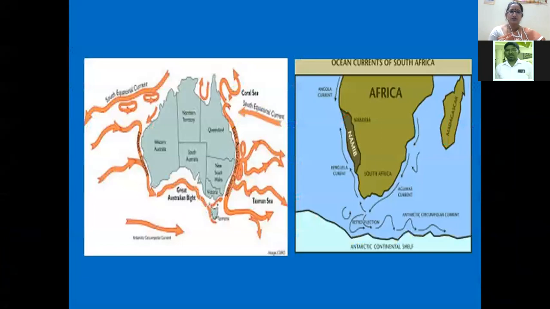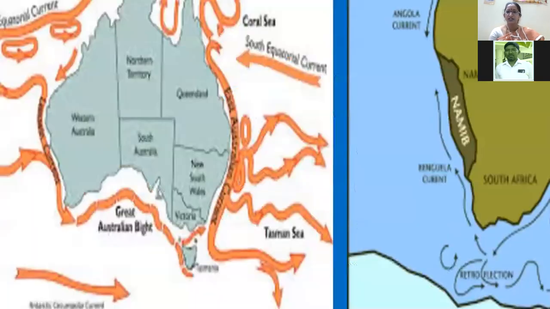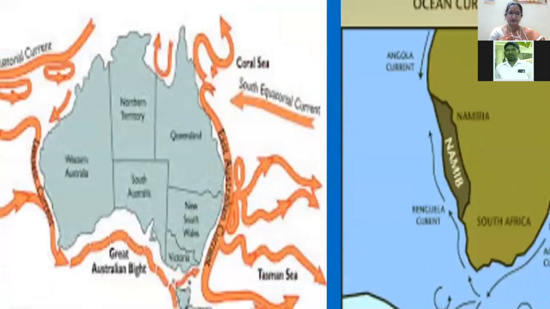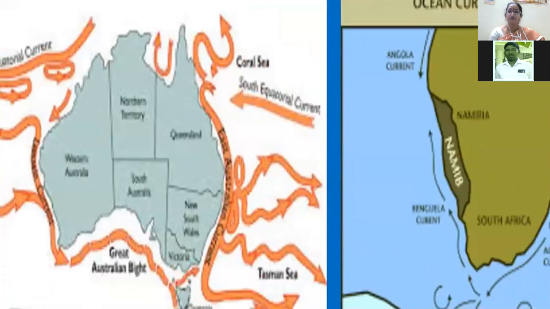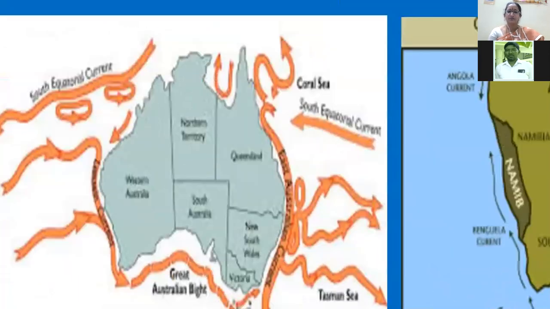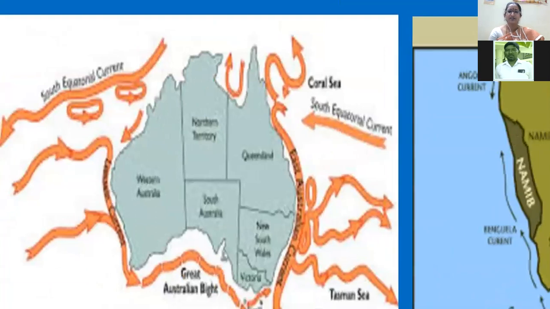In the next, we are going to see the ocean currents of Australia and the ocean currents of the southern part of Africa, not the whole of Africa. If you observe Australia, we find only one single color, red, because Australia is near the equator. That's why we see only warm ocean currents. When it comes to the southern part of Africa, what do we observe?